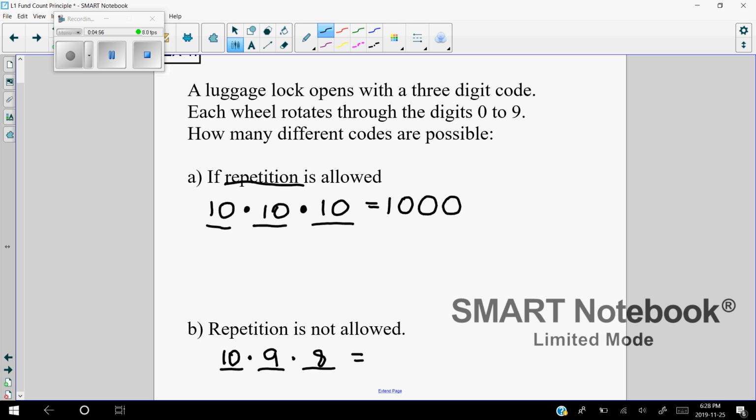Okay, now we take 10 times 9 times 8 on our calculator, and I think that's 720, but I don't have a calculator in front of me. Okay, so you can see that as soon as you don't allow repetition, automatically the amount of lock combinations you have decreases substantially from 1000 to 720.